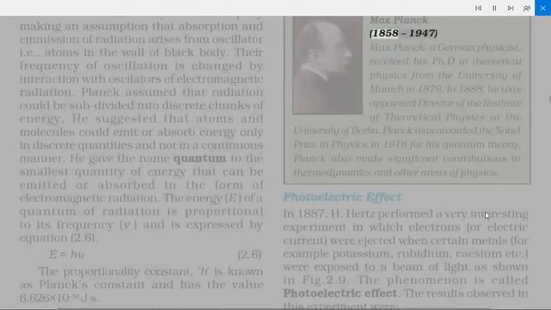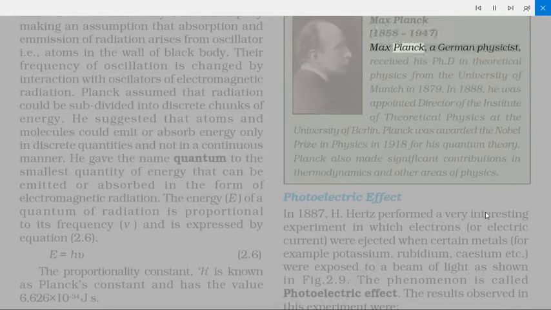Max Planck, 1858-1947. Max Planck, a German physicist, received his Ph.D. in theoretical physics from the University of Munich in 1879. In 1888, he was appointed director of the Institute of Theoretical Physics at the University of Berlin. Planck was awarded the Nobel Prize in Physics in 1918 for his quantum theory. Planck also made significant contributions in thermodynamics and other areas of physics.